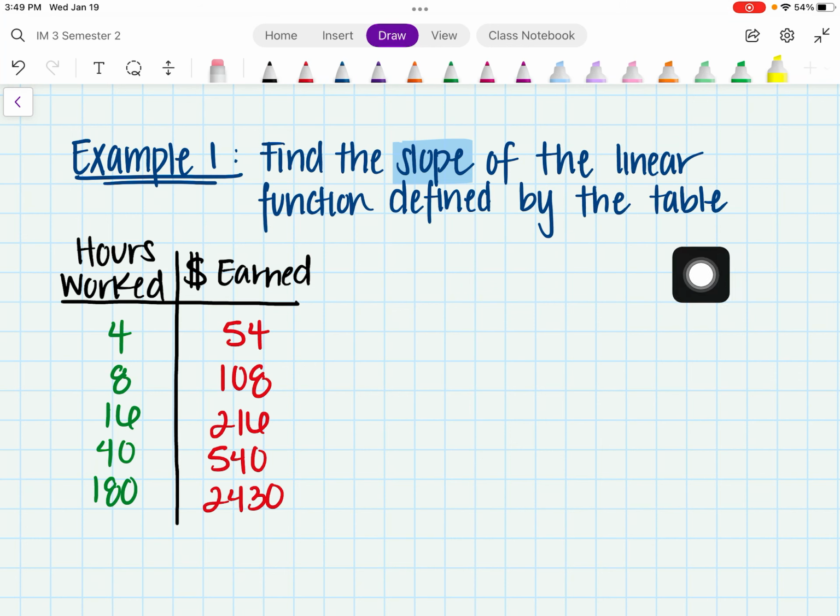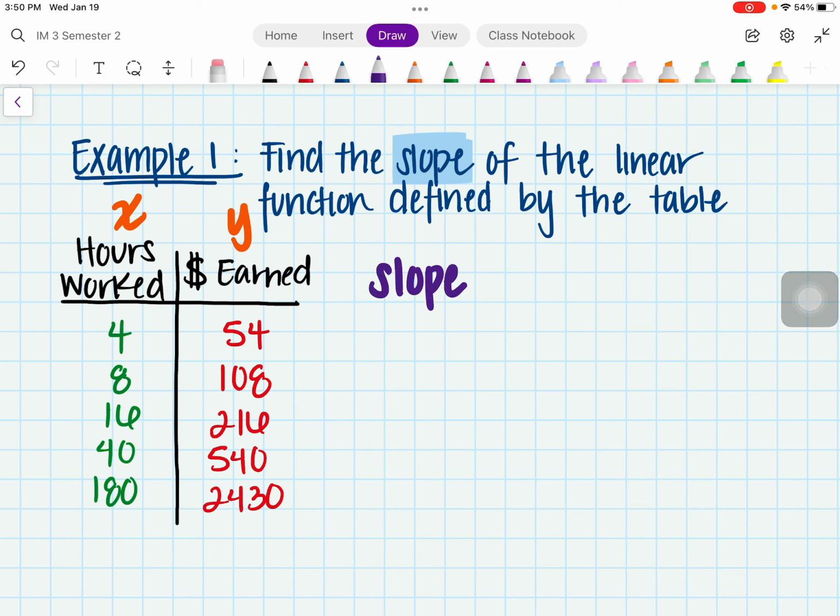So we're going to take a look at our first problem here. In example 1, it says find the slope of the linear function defined by the table. We are given a table where we have hours worked and money earned. Hours worked represents x, money earned is y. So for every 4 hours, we earn 54. Every 8, we earn 180, 108, 16, 216, and so on. So our goal, guys, is to find the slope. We did mention that slope is rate of change.